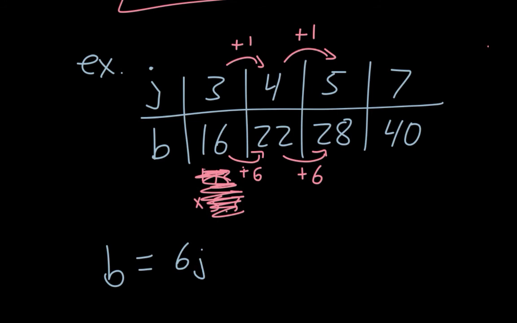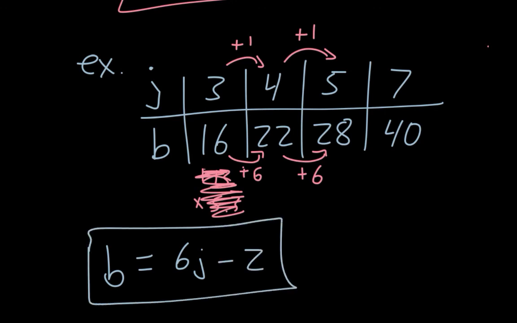Still good? Then the last step, if I do my 6 times J, what do we need to add in here? What's kind of like our correction? So 6 times 3 is 18. So then we have to do what to get 16? Minus 2.